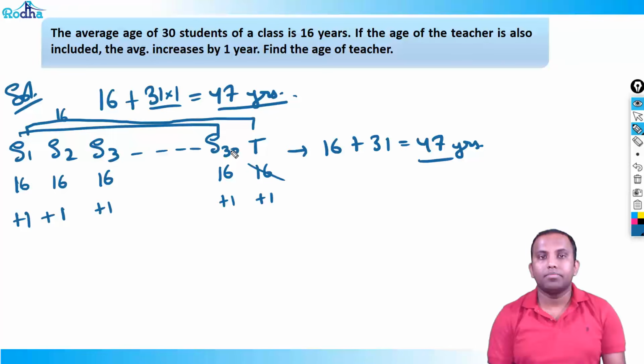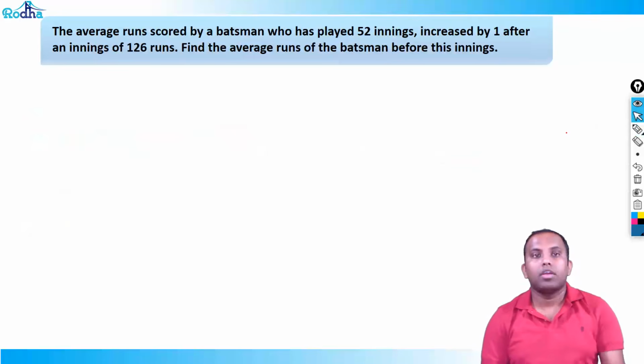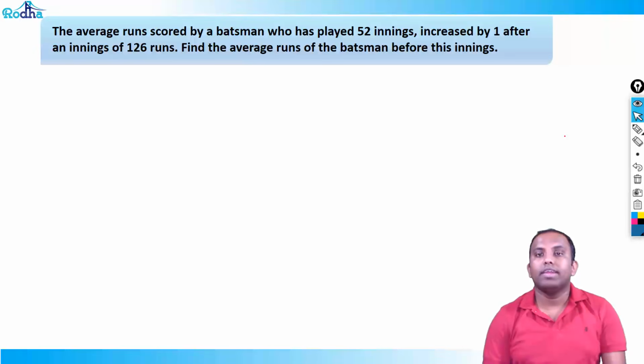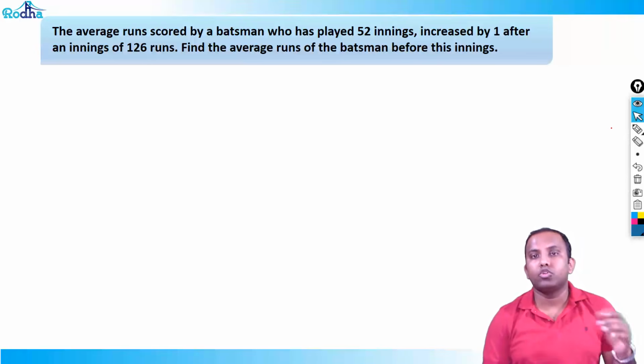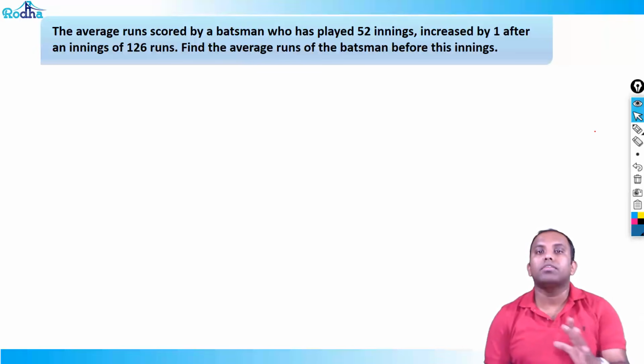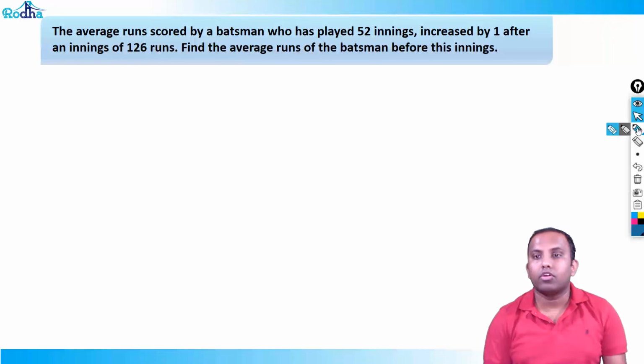Correct? Okay. Next question. The average runs scored by a batsman who has played 52 innings increased by 1 after an innings of 126 runs. Find the average runs of the batsman before this innings. Again, this question people also solve by making equations, right? We'll see both the methods. You choose which is the shorter one, but always for me, the logical one without equation is the shorter one. We'll see how to solve it.